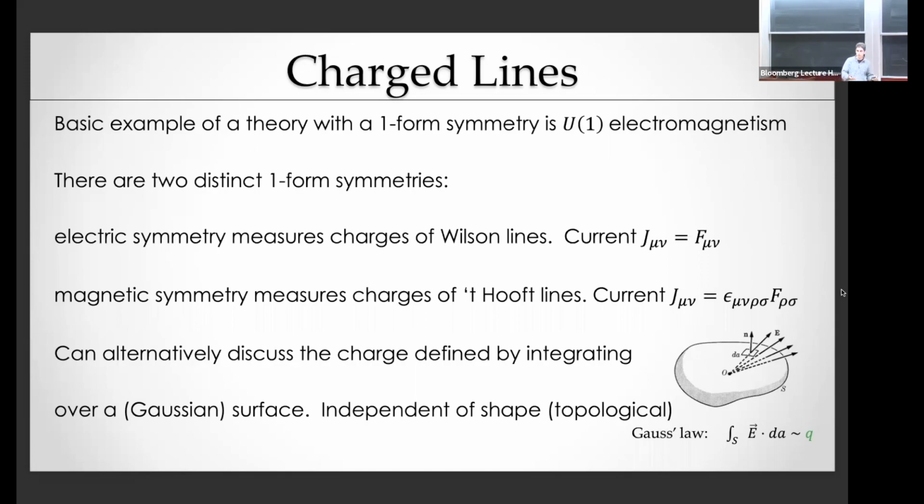We could alternatively discuss the charges. The charges we would get by integrating. So we'd integrate over, in this case, what we would call a Gaussian surface, to measure the charge. And we learn in ordinary electromagnetism class that the answer for the charge is independent of the shape of the Gaussian surface. And that's the topological property of the charge operator that's manifesting the fact that the current is conserved.